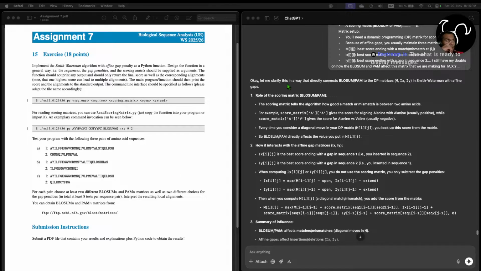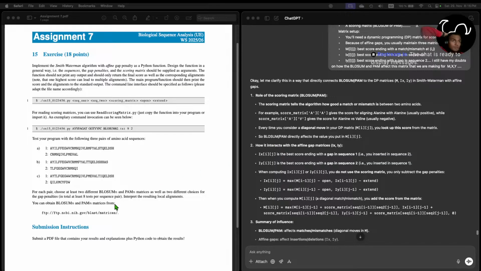Okay, let me clarify this in a way that directly connects BLOSUM with the affine gaps. Role of scoring matrices: the scoring matrix tells the algorithm how good a match or mismatch is between two amino acids. For example, the score for a match is usually positive. Every time you consider a diagonal move for your DP matrix, you look up the score for the pair. So BLOSUM or PAM directly affects the value you put in M(i,j).